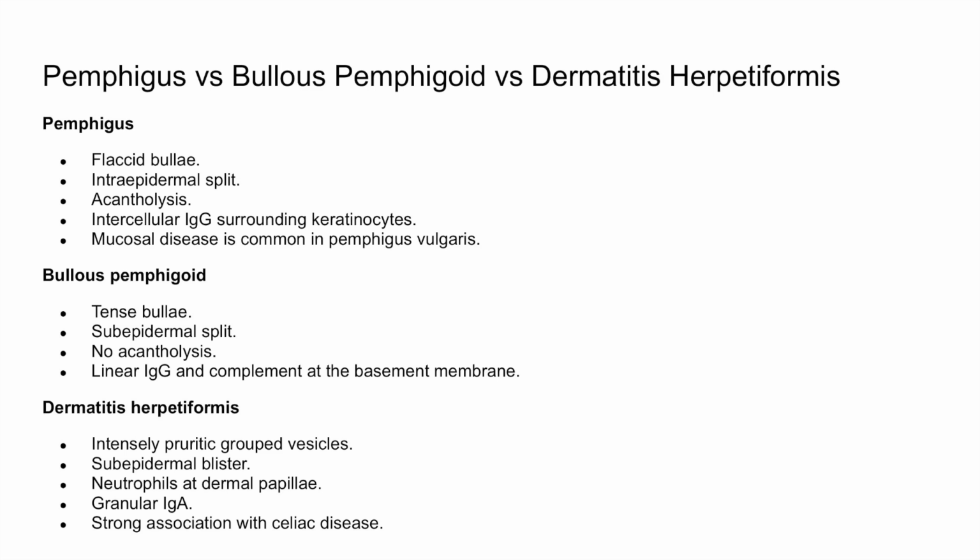Dermatitis herpetiformis also creates a subepidermal blister, but it presents with intensely pruritic grouped vesicles on symmetric extensor surfaces. Histology shows neutrophils at the dermal papillae, and immunofluorescence shows granular IgA, and so the association with celiac disease is the major clinical clue there.